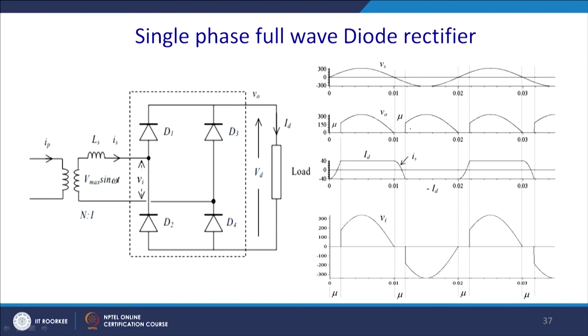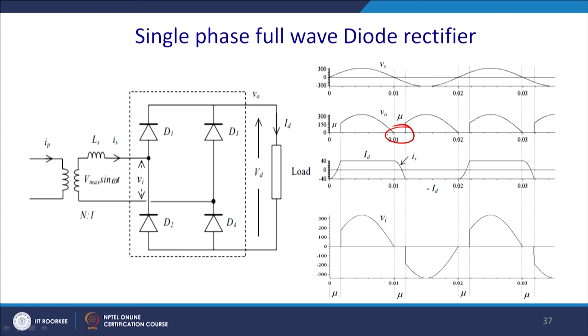Now, let us go to a little more complex, practical circuit, that is the single phase full bridge rectifier. Here also the same thing happens till the point mu, due to the overlapping angle. First D1 D4 conducts, thereafter D3 D2 conducts, and due to that what happens actually.